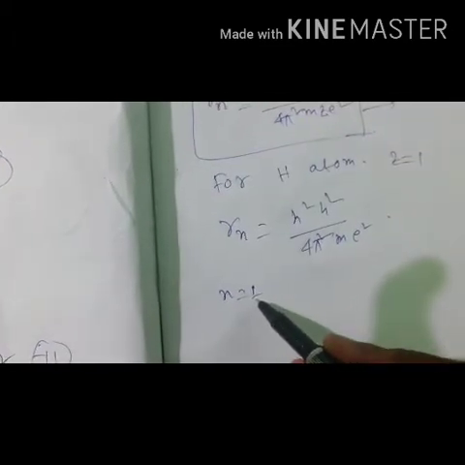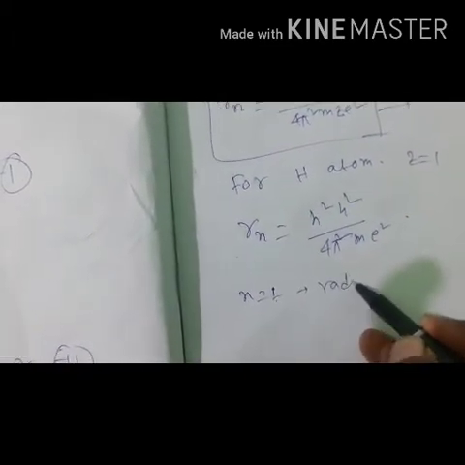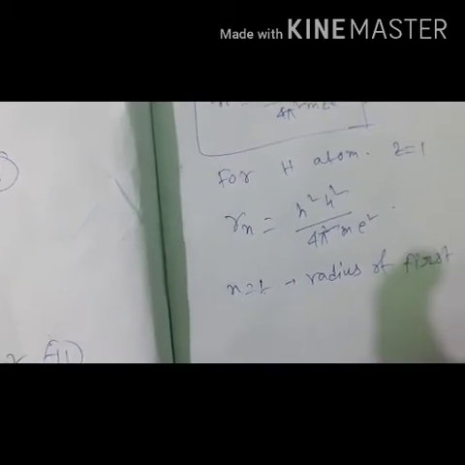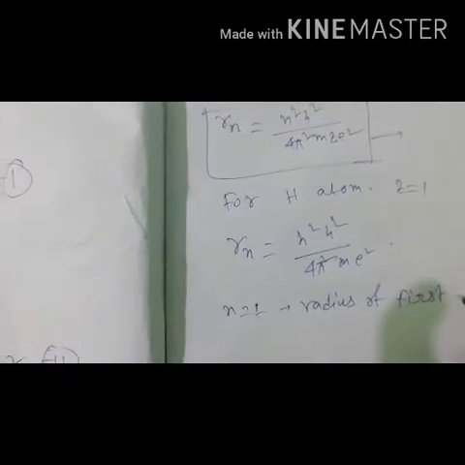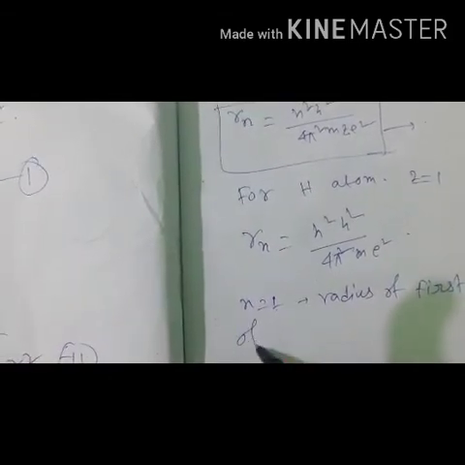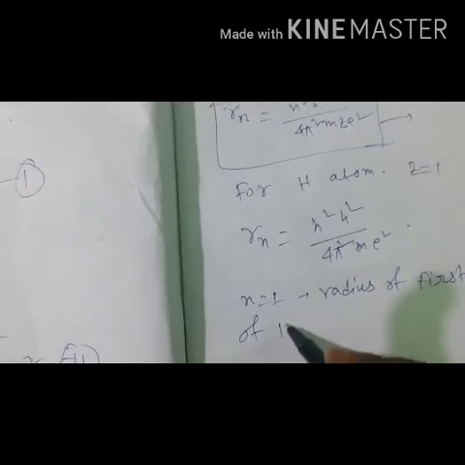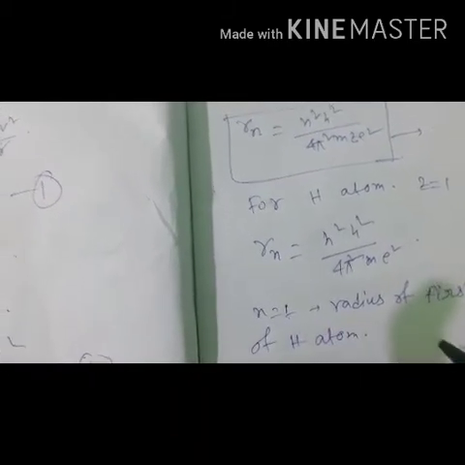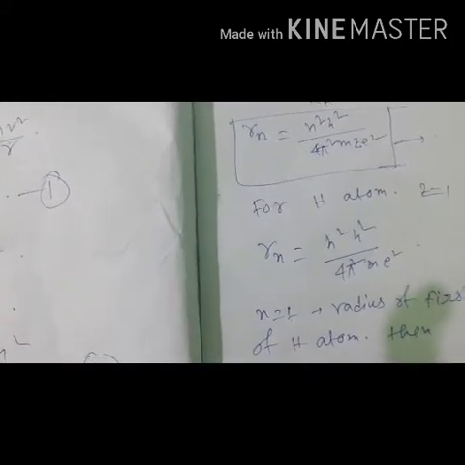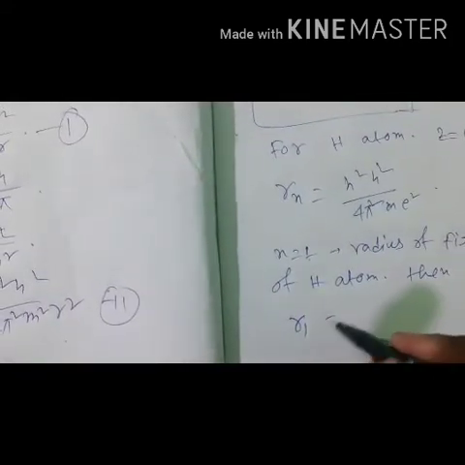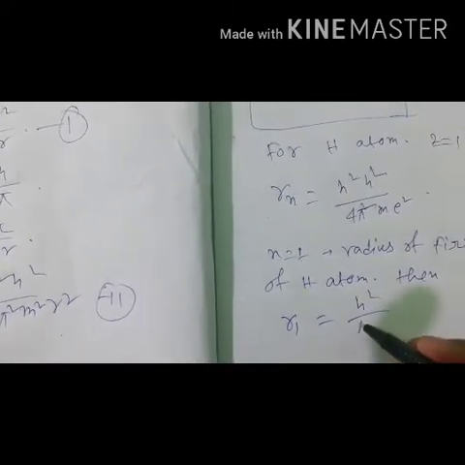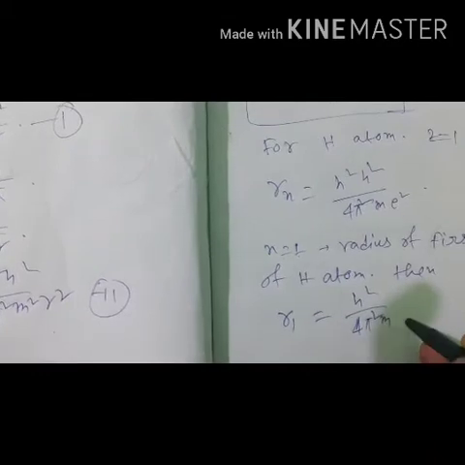Now if we consider that the n value equals 1, that means the radius of the first Bohr orbit of the hydrogen atom, then the equation will be R1 equals h square divided by 4 pi square m square.